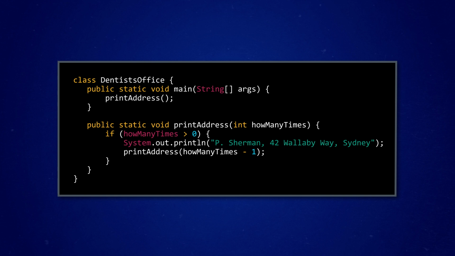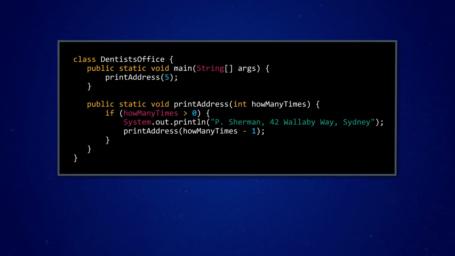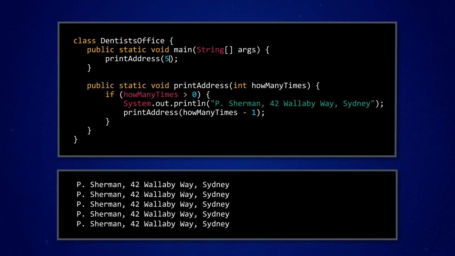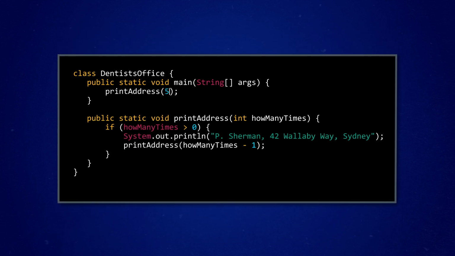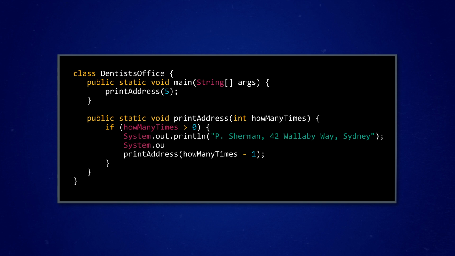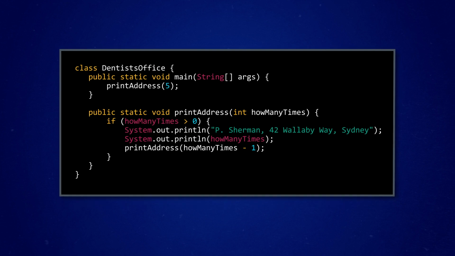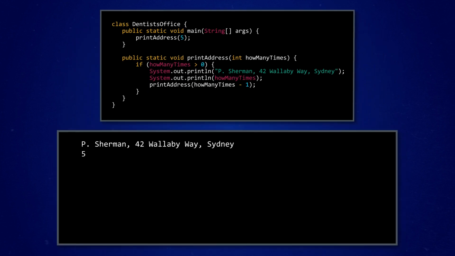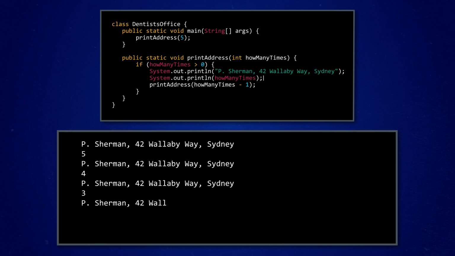Finally, to make our counter tick down, we'll tell the program to subtract 1 from howManyTimes when we call the printAddress method. So now we can call our printAddress method with an argument of, say, 5, and sure enough, our address is printed to the screen exactly 5 times. If we want to peer under the hood to see exactly what's going on here, we can add another print line statement in our code that prints the value of howManyTimes inside the method and run our code again. The first time, the variable is printed as 5. When the method calls itself the next time around, we've subtracted 1 so that howManyTimes is now 4. The following time we get a 3, and so on until the value of howManyTimes hits 0.